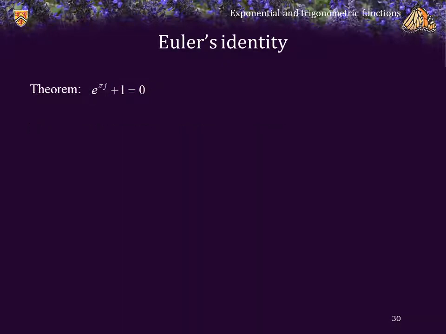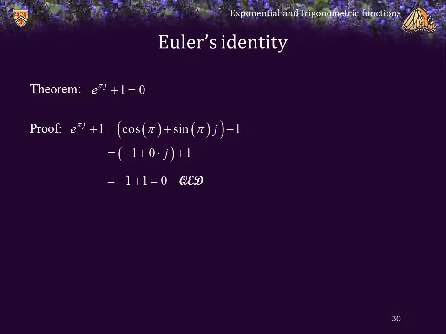Here's a nice little result. e to the pi j plus 1 is equal to 0. To prove this, e to the pi j plus 1 is cosine of pi plus sine of pi times j, all plus 1. But wait a second. Cosine of pi is negative 1 and sine of pi is 0. So we're left with negative 1 plus 1, which does equal 0.